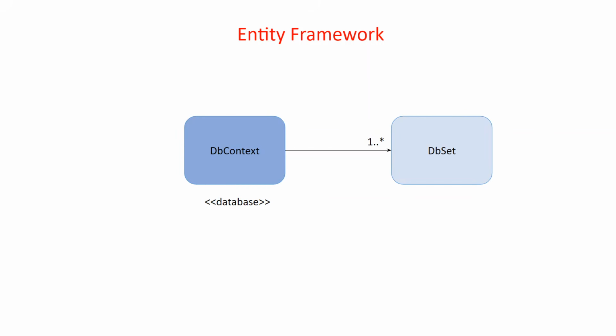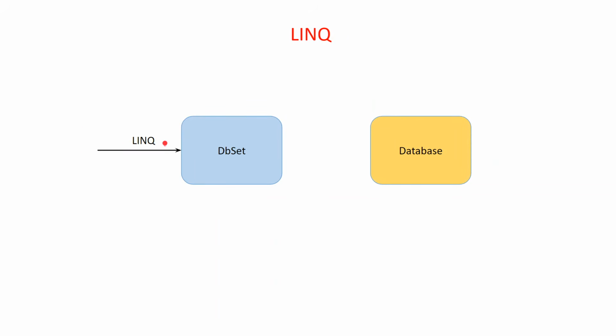Entity Framework provides us a class called DbContext, which is a gateway to our database. A DbContext can have one or more DbSets, and these DbSets represent tables in our database. We use LINQ queries to query these DbSets. And Entity Framework translates these LINQ queries to SQL queries at runtime. It means that we don't have to do this translation manually. All the stuff is done by Entity Framework behind the scenes.